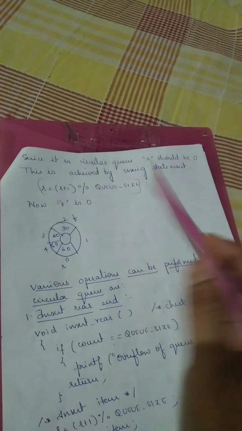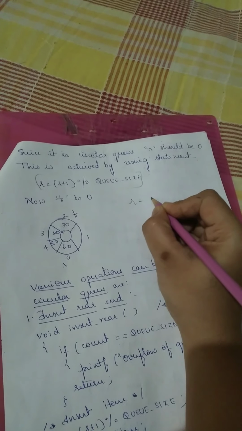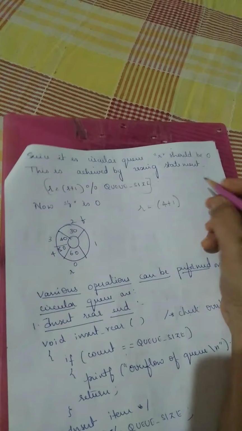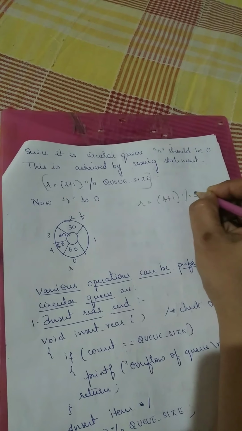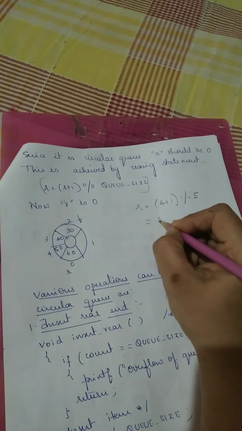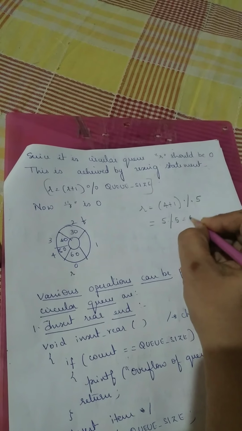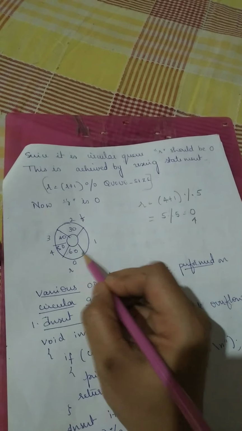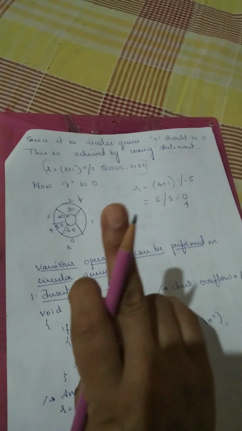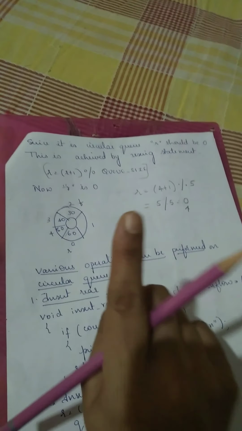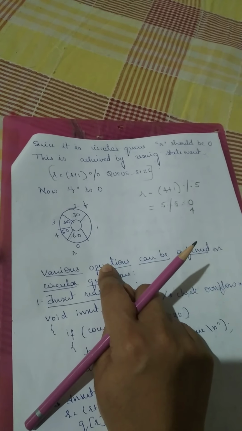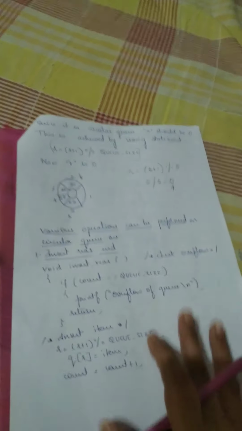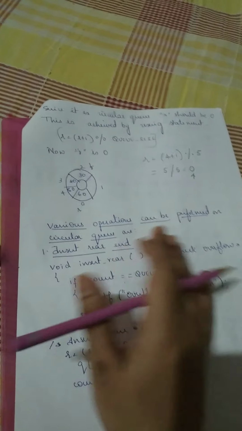Now, R is equal to, what is the previous R position? 4 plus 1 modulo, what is the queue size? 5. So, 5 modulo 5 is 0. See, R reached this point. Now, I can easily insert 60. So, this is not possible in a simple queue, ordinary queue and double-ended queue. Right? So, this can be achieved only in the circular queue.